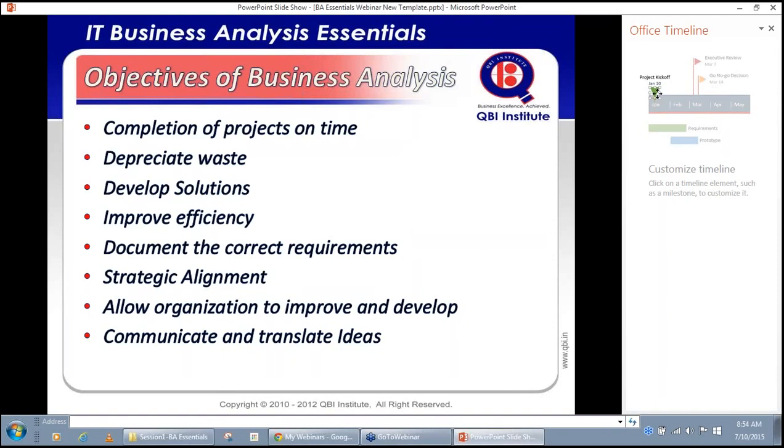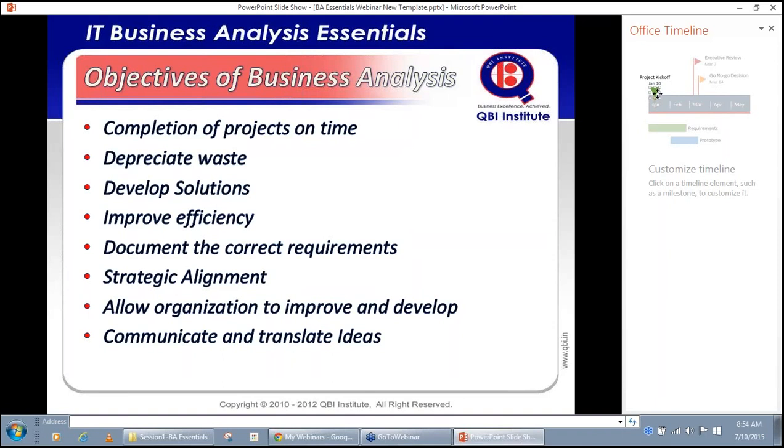Depreciation of waste, development of solutions, improvement of efficiency, documentation of correct requirements. So you see, a business analyst identifies the requirements. He documents it in the form of business requirement document, functional requirement document, software requirement specification document, interview notes, etc.